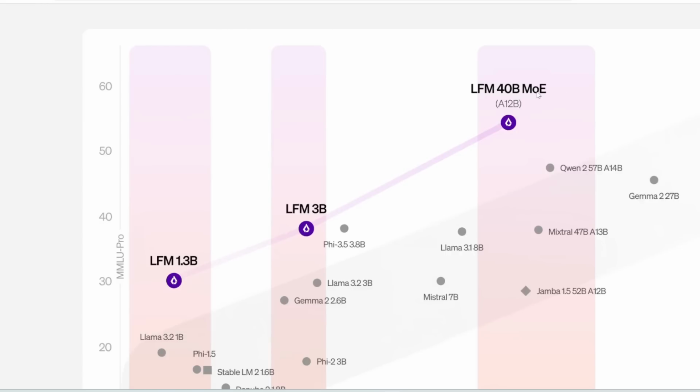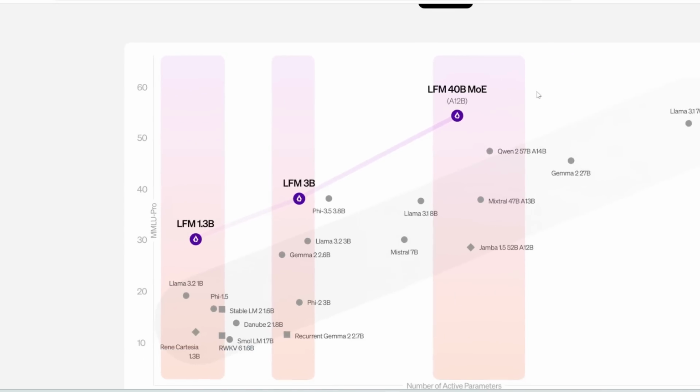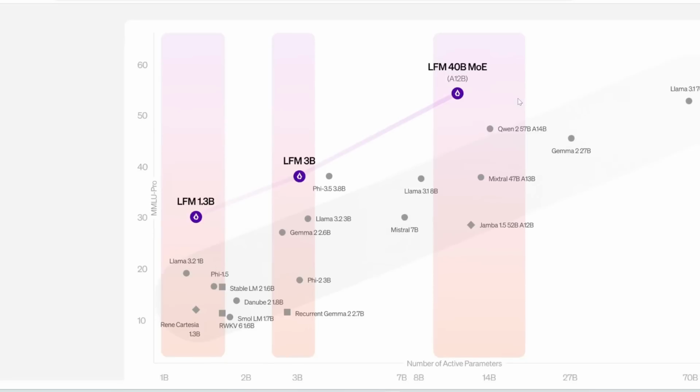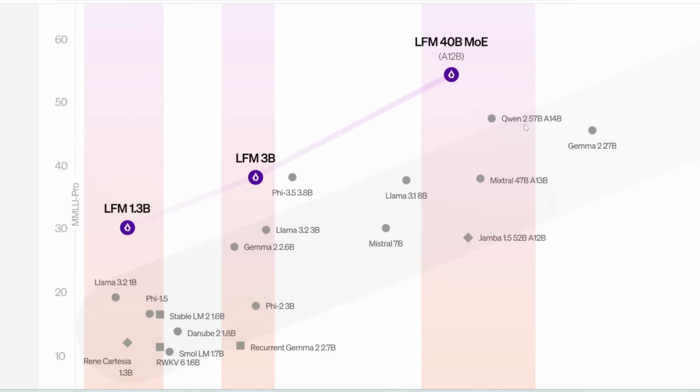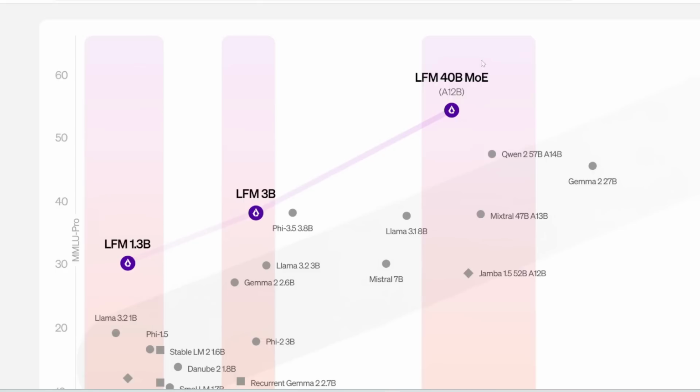And these aren't just for show, these models actually outperform other traditional models of similar sizes. So the y-axis here is the MMLU score, and you can see especially for the largest model, the 40 billion parameter model, it outperforms even larger models like the Qwen2, which is 57 billion parameters, and Mixtral, which is 47 billion parameters. So not only is this more performant, but it's a lot smaller.